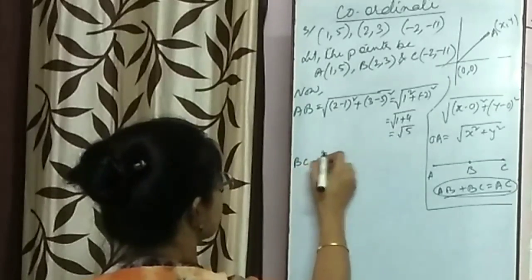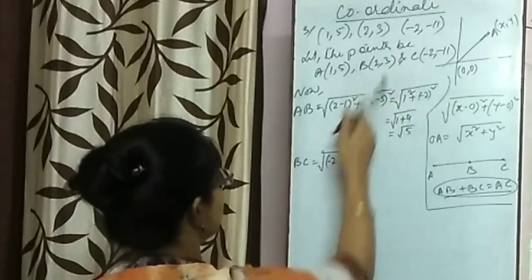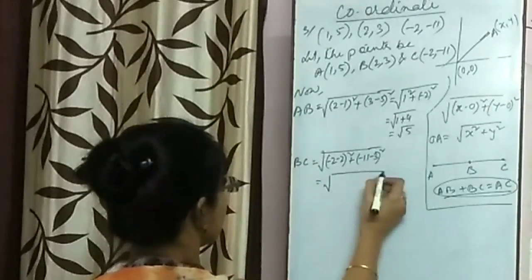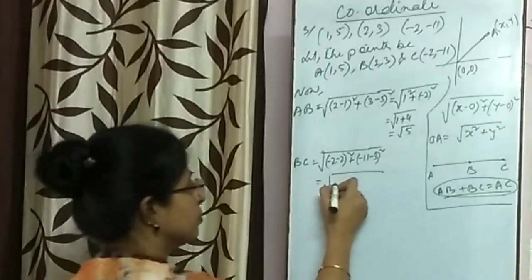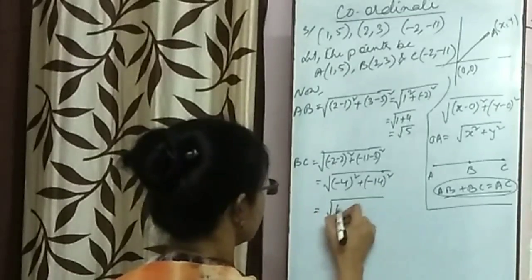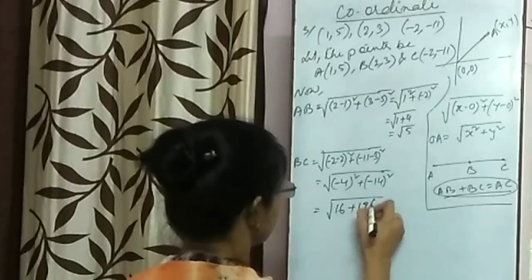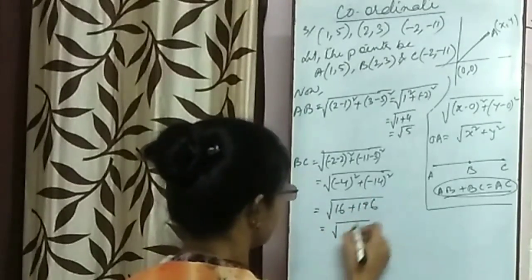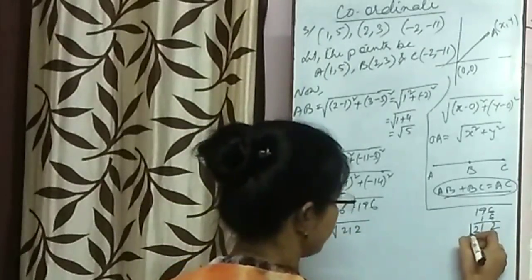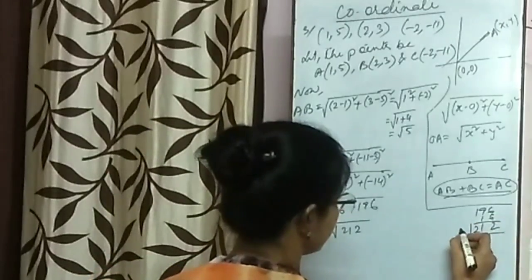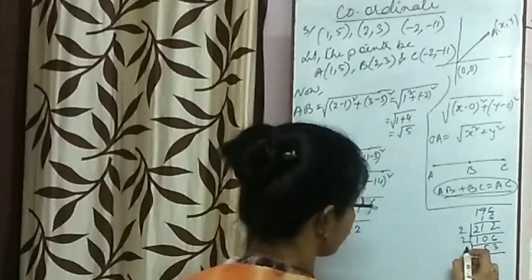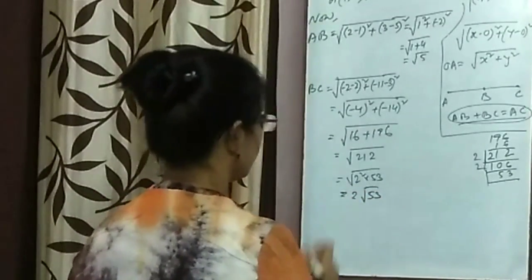BC you find: minus 2 minus 2, minus 11 minus 3. So it would be minus 4 square plus minus 14 square. Here it will be 16 plus 196, 196 plus 16, which is 212. Get it factorized. So it would be 2 root 53, or we can leave it here also.